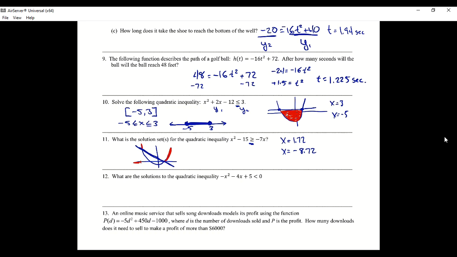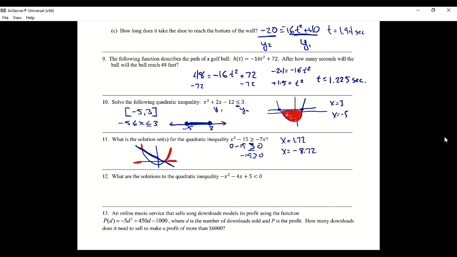So our intervals are going to be outside our points. And if you didn't realize this, you could plug in a 0. And we have 0 minus 15 greater than or equal to 0. So is negative 15 greater than or equal to 0? No, false. So it's got to be the outside intervals.